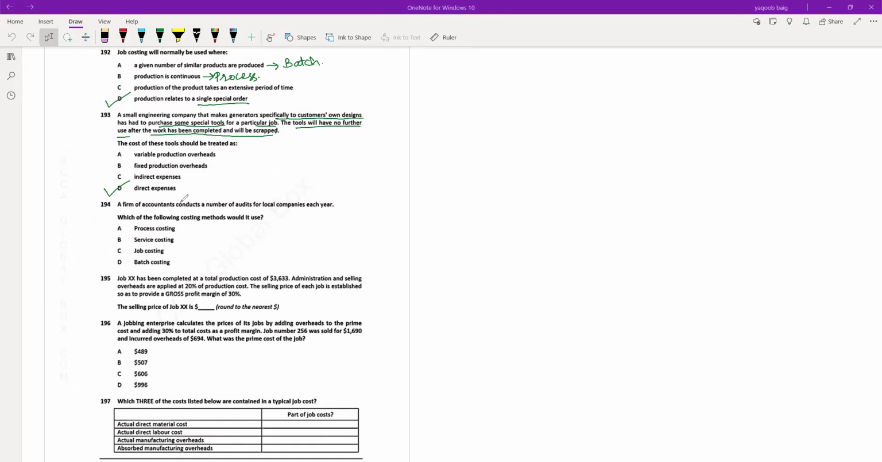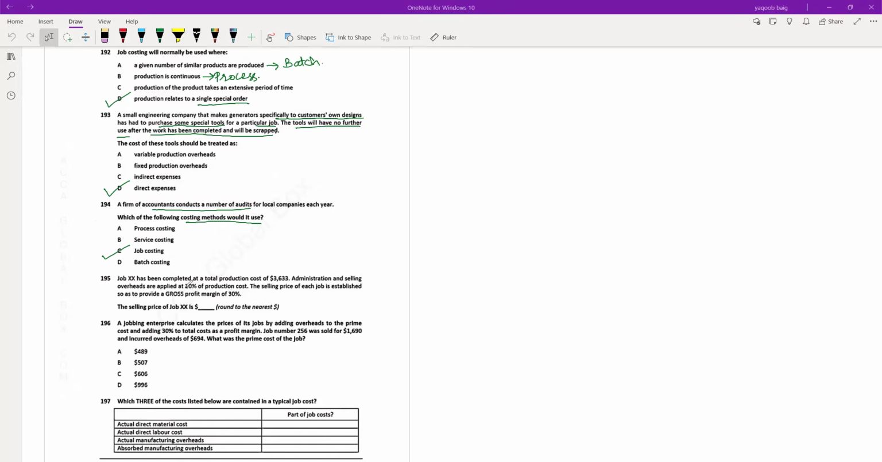or direct expenses. Such type of cost which we incur on the hiring of special tools always falls under the direct expenses. A firm of accountants conducts a number of audits for local companies each year. Which of the following costing methods would it use? So accountants conduct a number of audits. This is called job costing.